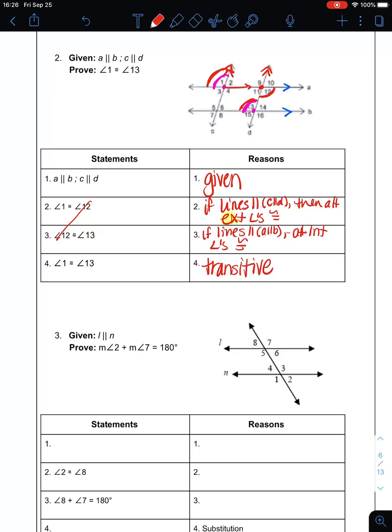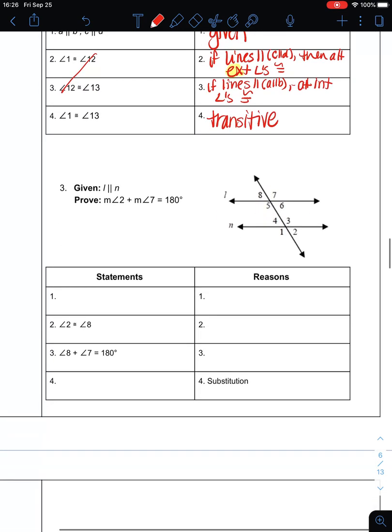So you're always looking for your reasons: why do I know what I just said, or why can I draw that next conclusion? So for number 3, you're given that L is parallel to N, and you're trying to prove that 2 and 7 are supplementary. Okay, that's what we're trying to prove. So the first thing, always, nobody should ever miss this: L is parallel to N. That's given. You should never, ever miss that statement.